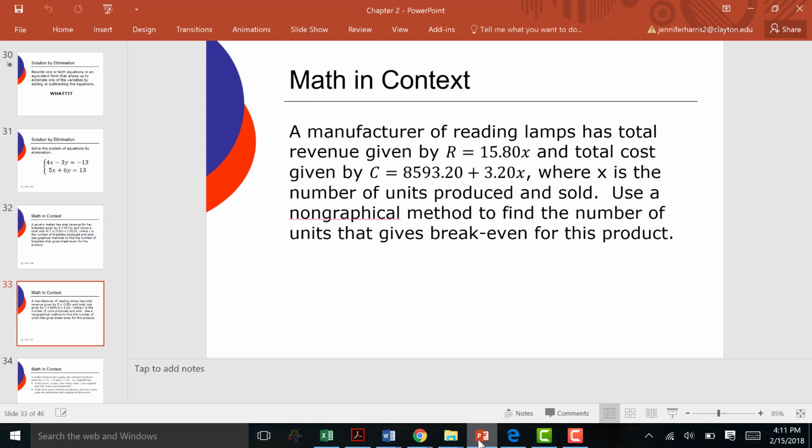So, what gives me the break-even point? I have to sell or create 682 reading lamps in order to have a break-even point. Questions?